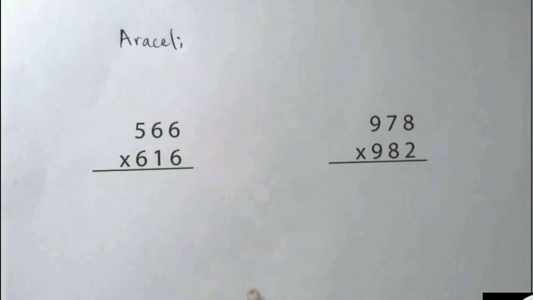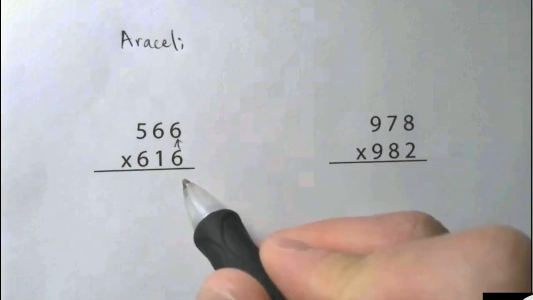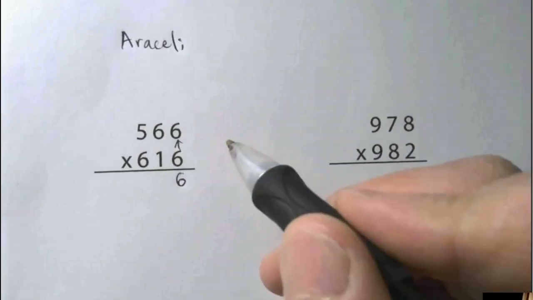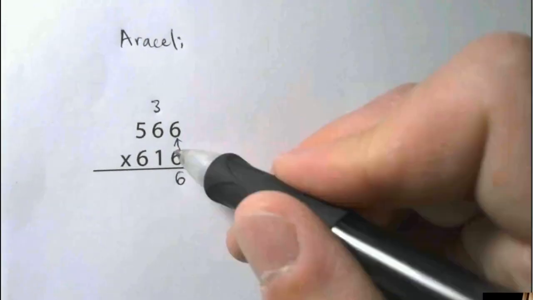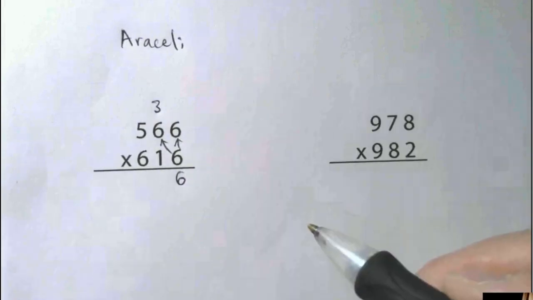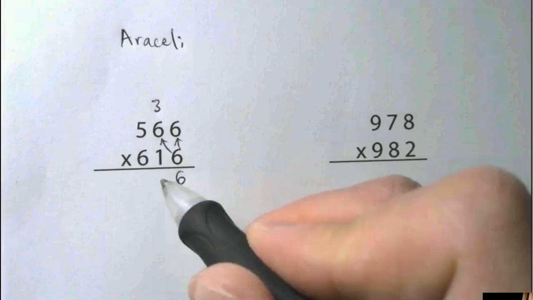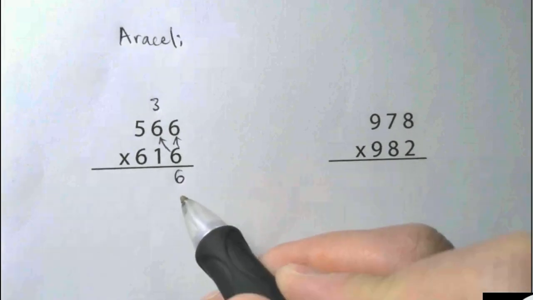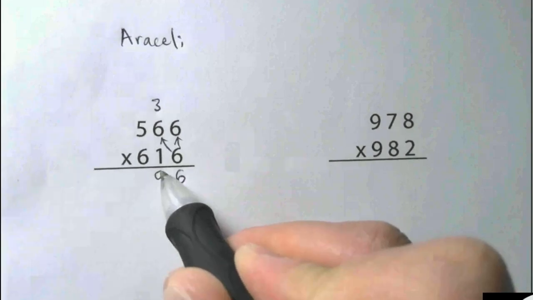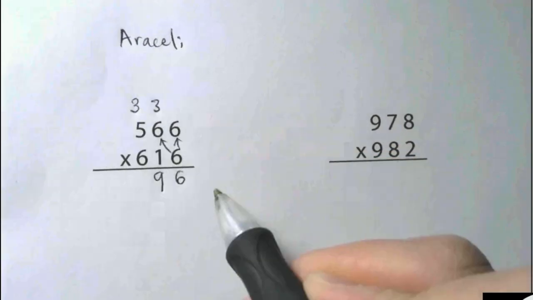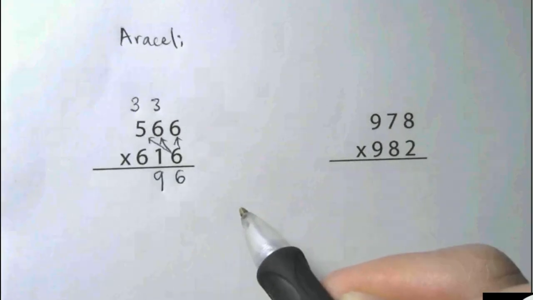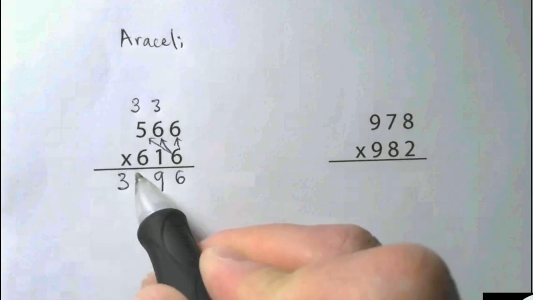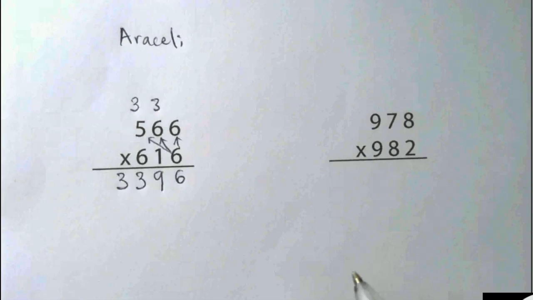So first you multiply 6 times 6, which is 36. Okay. And you carry the 3. Okay. Then you multiply 6 times 6, which is 36, plus 3 is 39. Okay. You put the 9 under the 1 and you carry the 3. Okay. Then you multiply 6 times 5, which is 30, plus 3 is 33. You write 33 under the 6. What do you do next, Araceli? You put a 0 under the 6.